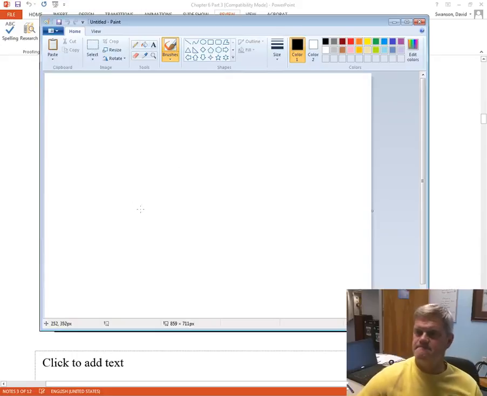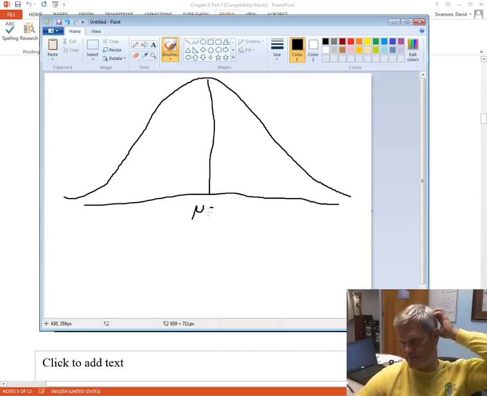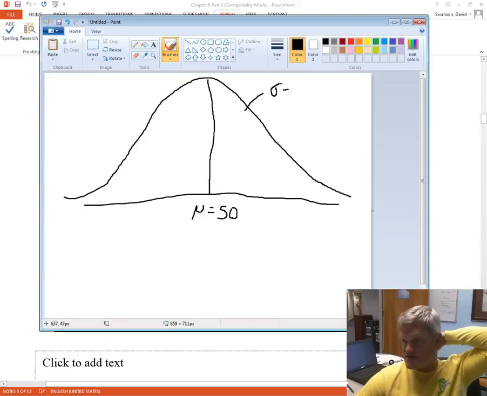Okay, here's Paint. Here is our probability distribution. This distribution has an average of something. Let's say, oh gosh, what is this? These are the number of elephants we sell per year. And our average expectation is 50. We think we'll sell 50. And this standard deviation is equal to, let's say, 10.